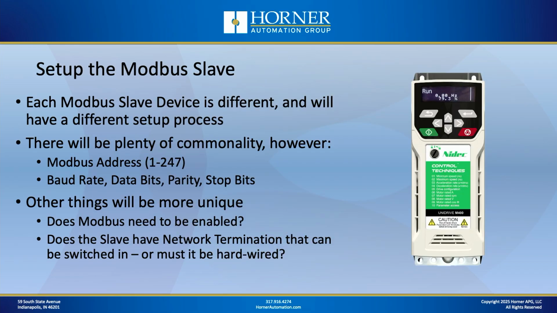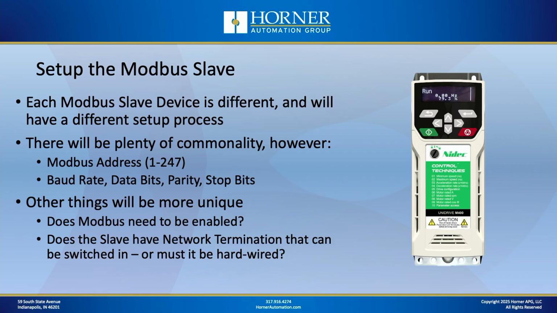We've wired up the network, we've figured out the data we're interested in and the 5-digit format. Now it's time to set up the slave device so it can talk on Modbus. Every slave is going to be a little bit different, so the setup process is going to be different as well. There is some commonality, however.